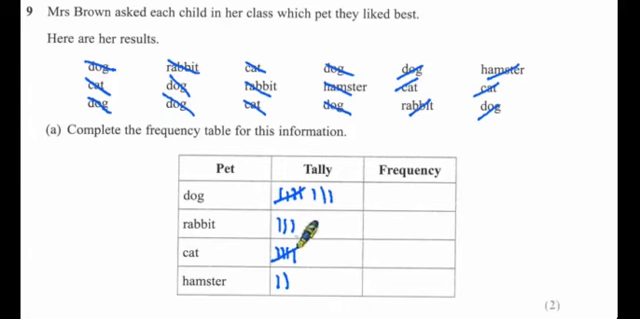We're asked now to put in the frequency, and that is simply the total. So dogs, 5, 6, 7. There are 8 of them. Rabbits, 3. Cats, 5. And hamsters, 2. And that completes your frequency table.